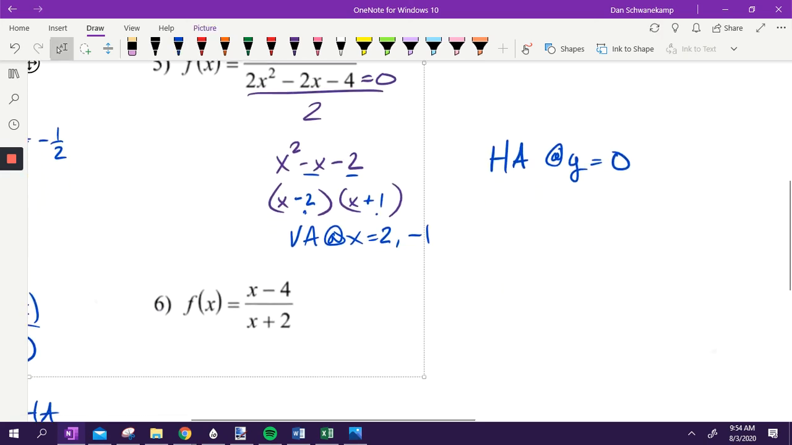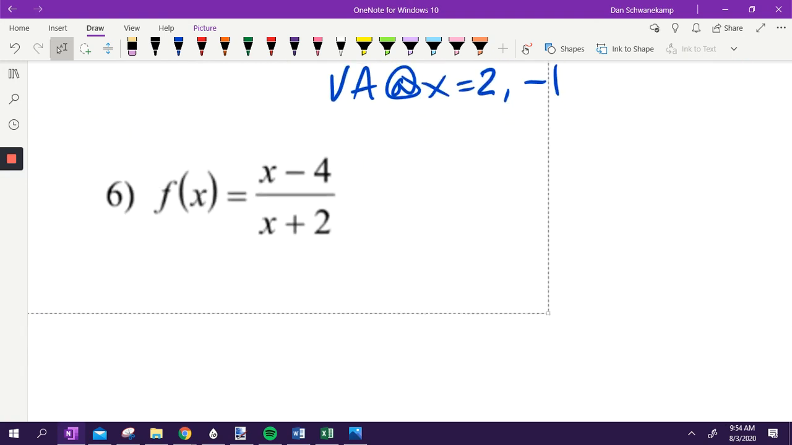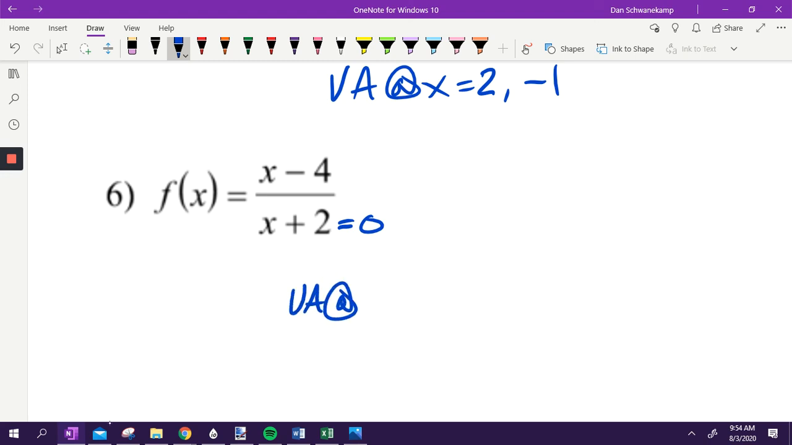And hopefully at this point, number 6 shouldn't be too bad. X minus 4 over x plus 2. Take the bottom, set it equal to 0. Vertical asymptote at x is equal to -2. Got my vertical asymptote. Is it a hole? No, because if I plug in -2 on top, I wouldn't get 0. So we're good. Vertical asymptote at -2.